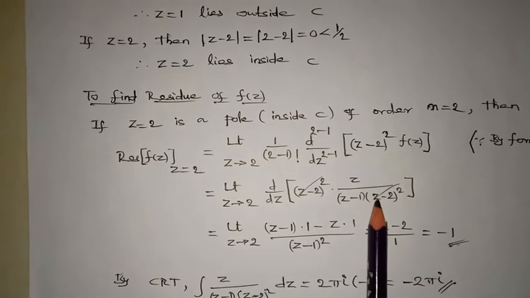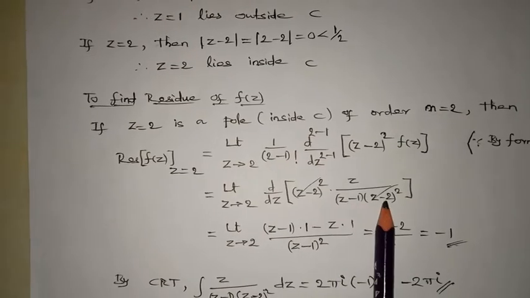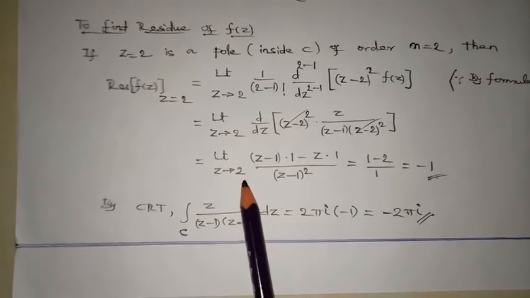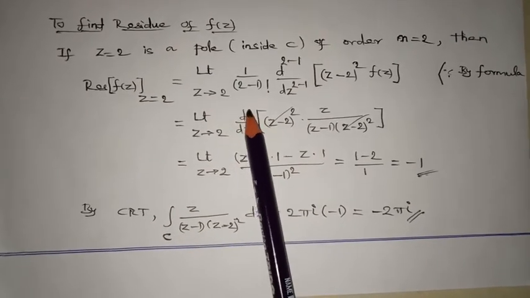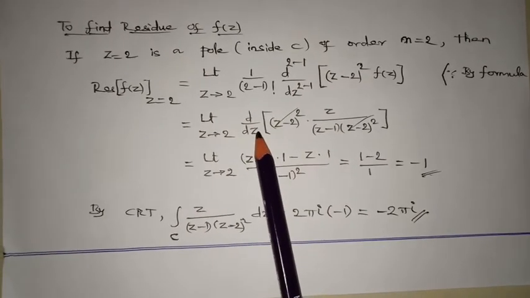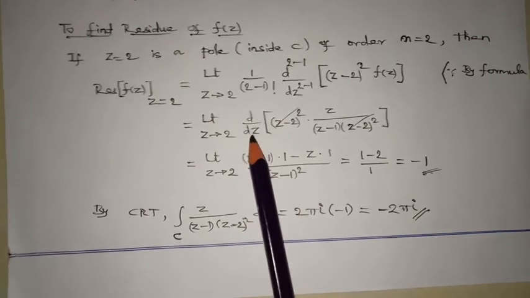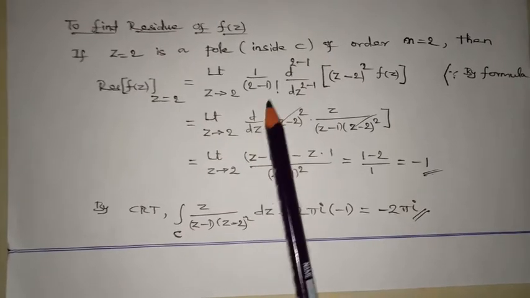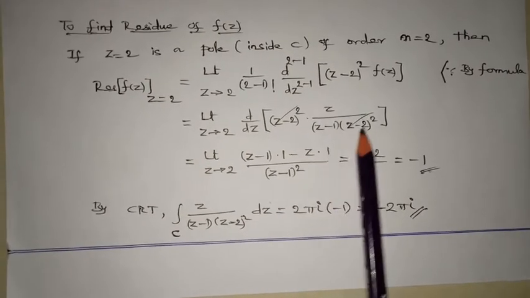Sometimes it may cancel directly, sometimes it cancels after simplification in the denominator. Here the factors are the same, so you can cancel it directly. After cancellation just apply the limit. Limit z tends to 2 of the remaining function. Here the d by dz formula means obviously we need to find a derivative, one time derivative, because M is equal to 2 means 2 minus 1 is 1. If M is equal to 3, then 3 minus 1 is 2, so 2 times we need to apply the derivative. In this question only one time we need to find the derivative of this remaining function.